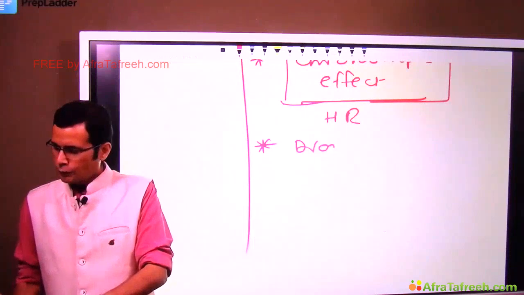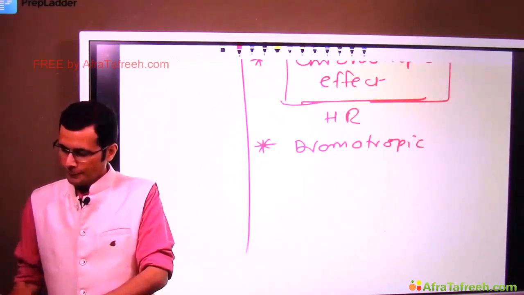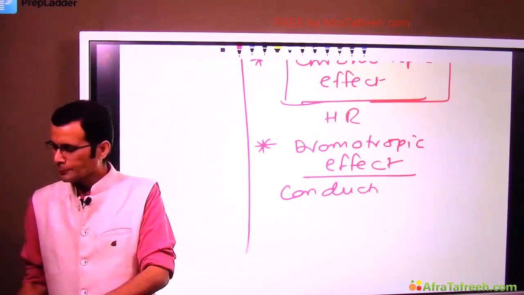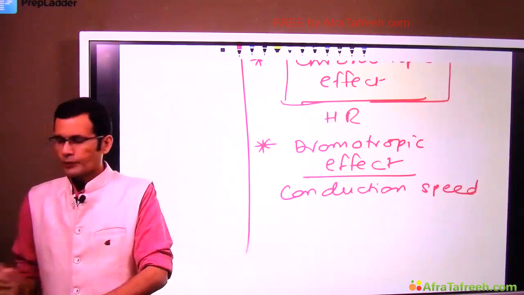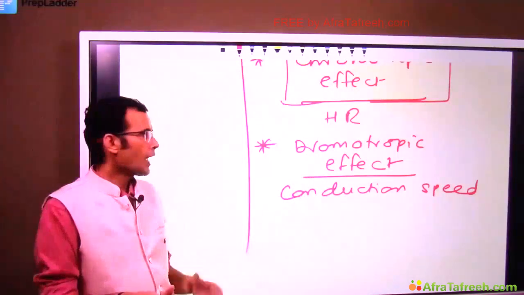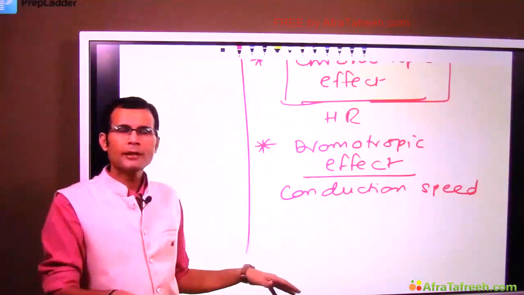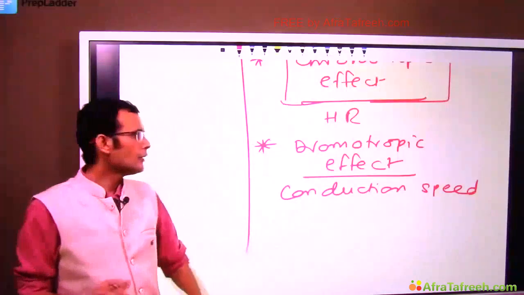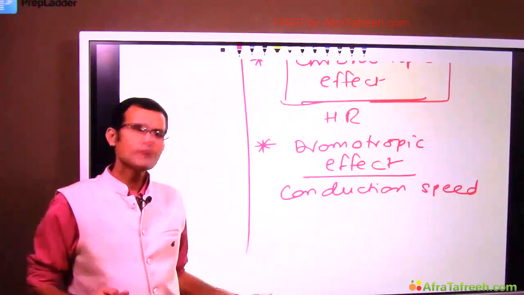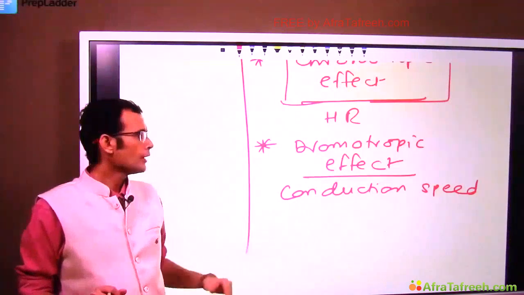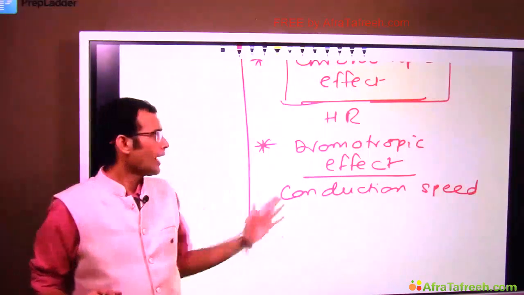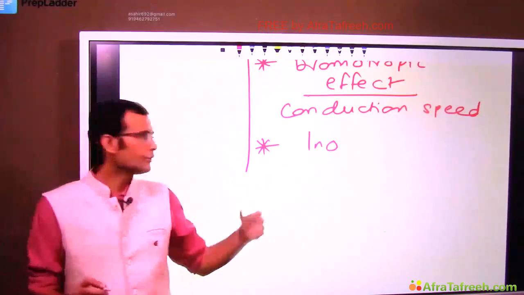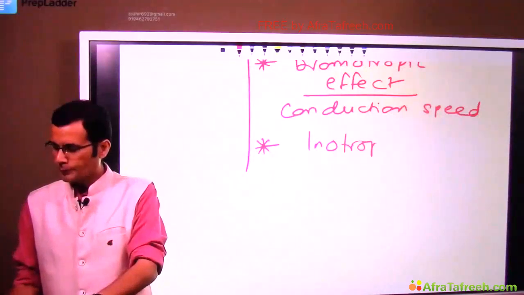Second, what is dromotropic effect? Effect on the conduction speed. Speed of conduction of an impulse: how rapidly it will go through the AV node and spread into the ventricles. That conduction speed is called dromotropic effect. Again, sympathetic nerves have a positive dromotropic effect, meaning they increase the conduction speed, and the vagus has a negative dromotropic effect.